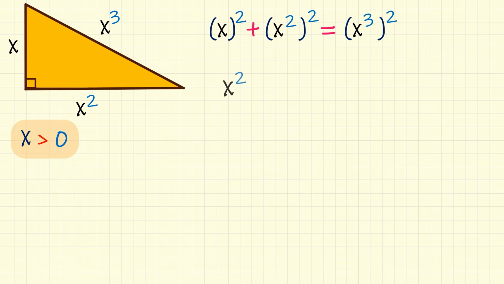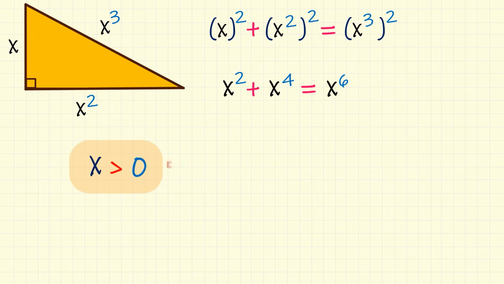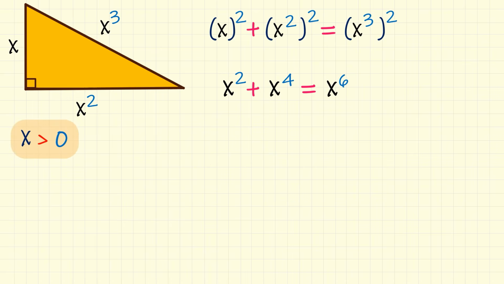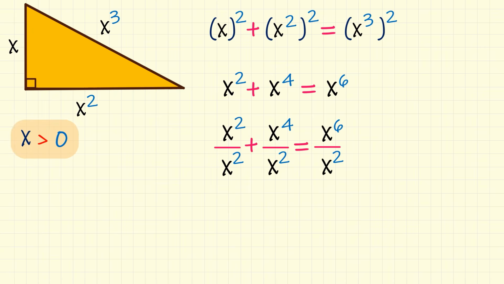Next, we simplify the exponents. Multiplying powers gives x squared plus x to the fourth power equals x to the sixth power. Notice that every single term in our equation contains a power of x. Because we established earlier that x is greater than 0, x squared or cubed cannot equal 0 either. This means we can safely divide every term on both sides by x squared.